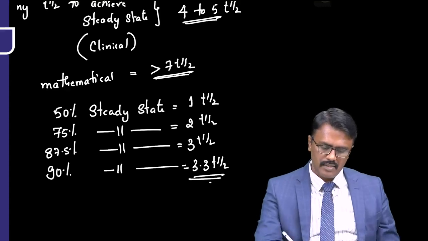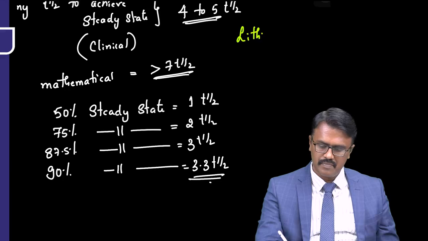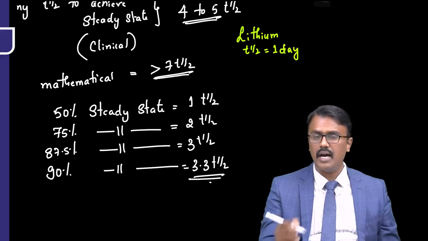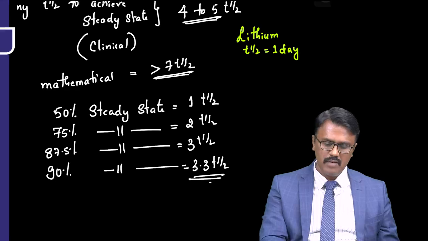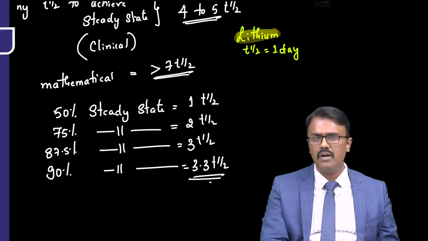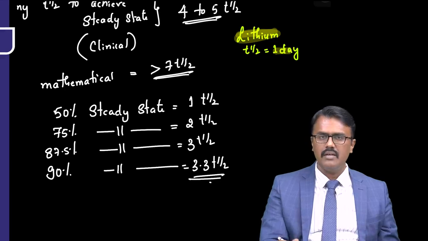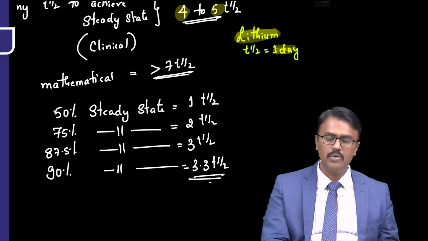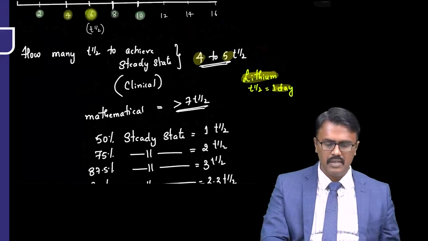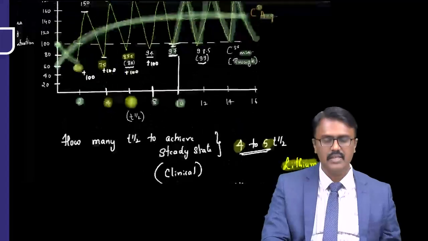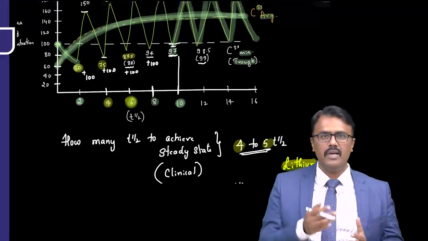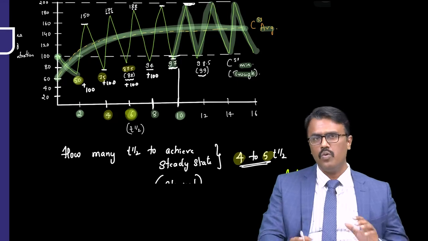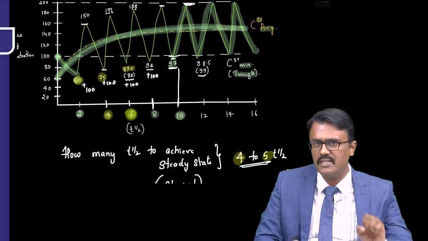Okay. So let me take an example. Lithium has a half-life of 1 day. Can you tell me, lithium to achieve 50% steady state, how many days are required? 1 day. 75%, 2 days. 90%, 3.3 days. How many half-lives to achieve clinical steady state? 4 to 5 days. So that is the meaning of steady state. So what I demonstrated to you is intermittent administration, that is before the expiry of half-life, I am giving the drug repeatedly. So if you give like this, it takes around 4 to 5 half-lives to achieve clinical steady state.